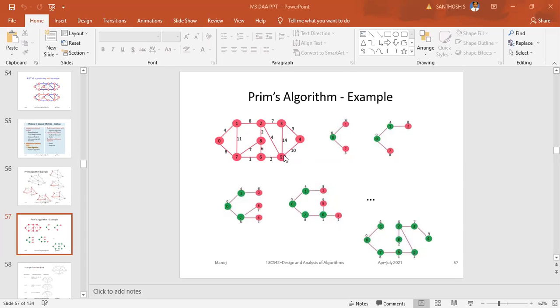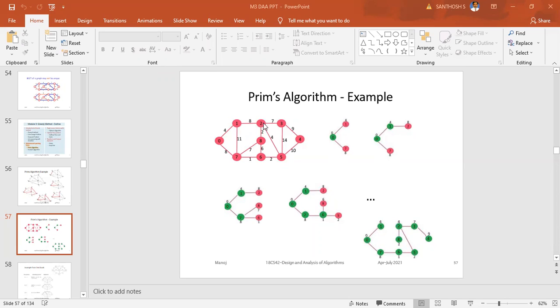So now go with 5. 5 to 6 is 2, 5 to 2 is 4, 5 to 3 is 14, 5 to 4 is 10. So in that, which is the minimum? 5 to 6 is already been taken here. Which is the next one after that? It is 5 to 2 is 4. So 5 to 2, it's 4 that you have written here.